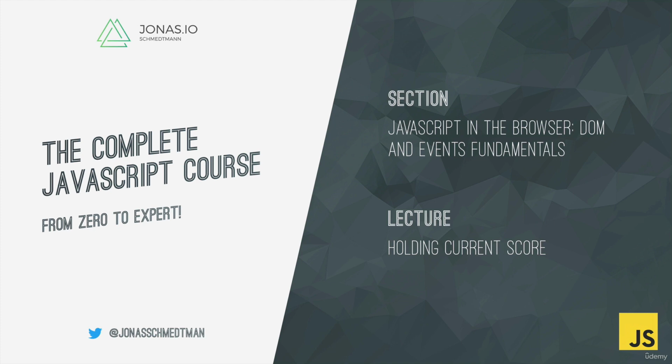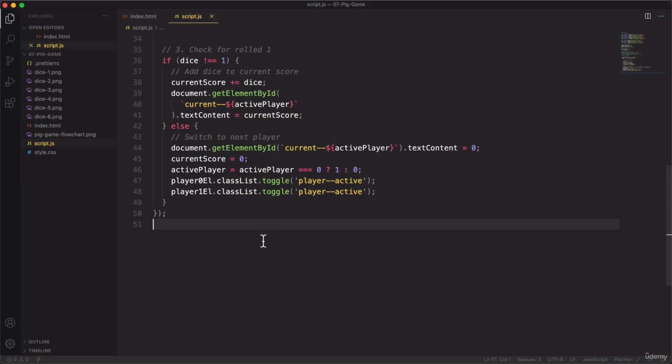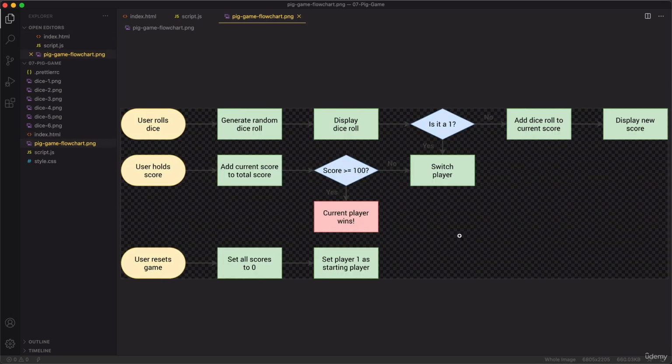And now let's implement the feature of a player holding the current score. And let's again look at our flowchart here. Once again, this flowchart basically represents the division of our big problem, which is to implement this game, into smaller problems, which are all of these green sub-problems here. Now what we are going to implement is the functionality of holding the score.